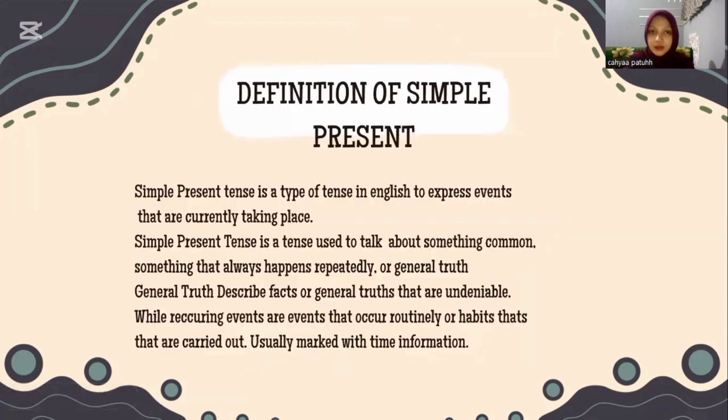The first slide is about the definition of simple present. Simple present tense is a type of tense in English to express events that are currently taking place. Simple present tense is a tense used to talk about something common, something that always happens repeatedly, or a general truth. General truth describes facts or general truths that are undeniable, while recurring events are events that occur routinely or habits that are carried out, usually marked with time information.